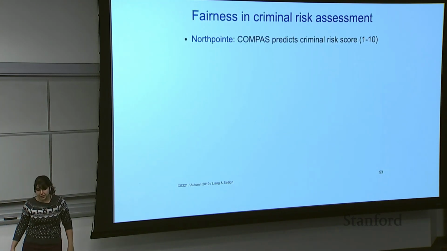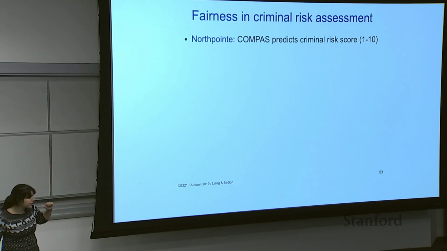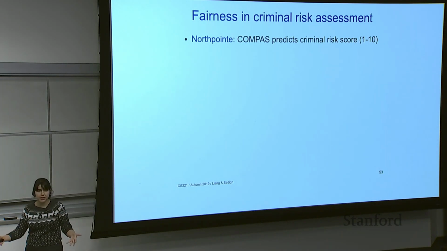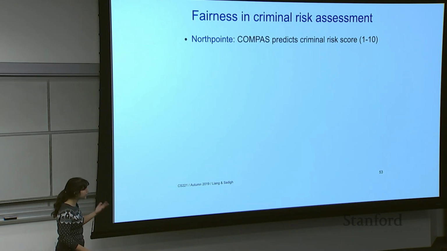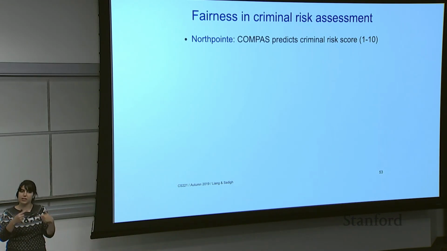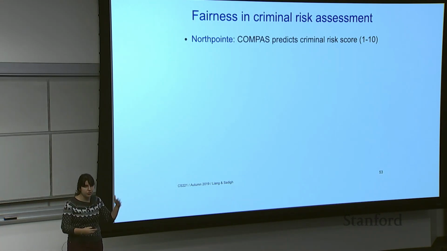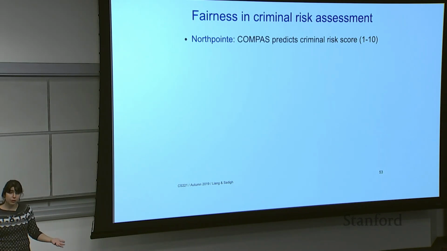Another example of fairness, I think we did talk about this in the overview lecture, is around criminal risk assessment. Northpointe is a company that put out a system called COMPAS. What COMPAS does is it predicts the risk of a criminal reoffending or not, and it gives a score of 1 through 10. So that's what the system does. And they put out the system. This system was actually being used.